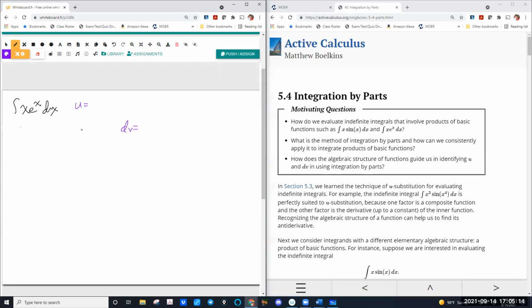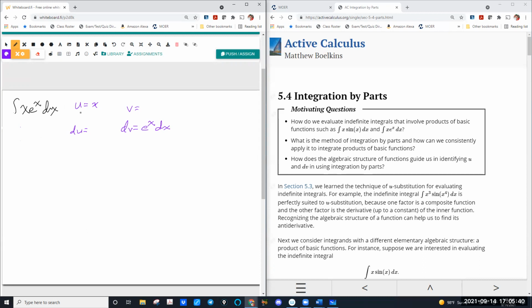Because we get to choose these, and then we have to calculate du and v, ideally, we want things to get easier with those calculations. Here's what I mean by that. My u is going to be x. All right, if that's u, then that leaves e to the x dx for my dv.